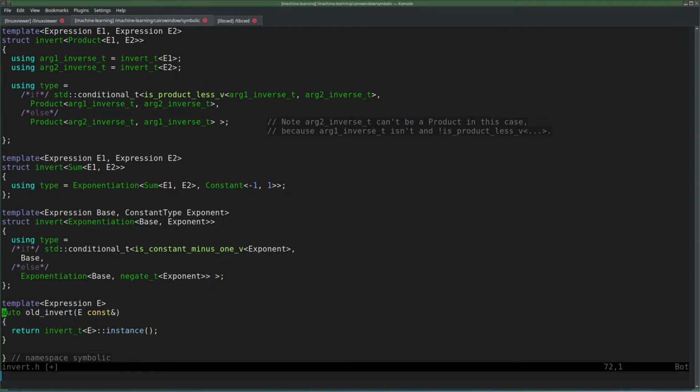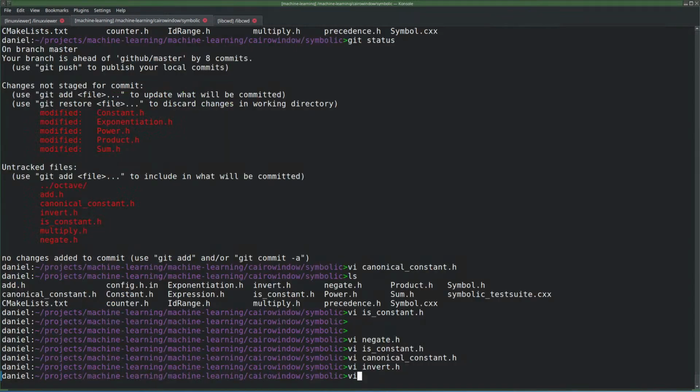Now here's the old invert. Old invert is now implemented in the new invert by getting the type of this one, which returns a type, and then instantiating that type. So the old one was a function that returns an object instead of a type. But I want to get rid of all the old functions. But okay, for now it's still in here.